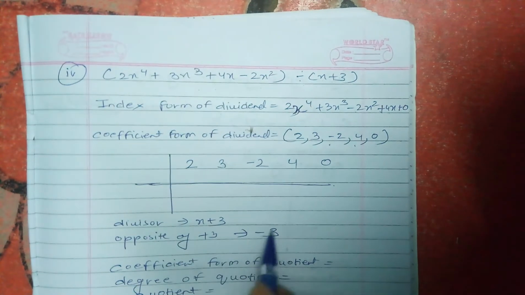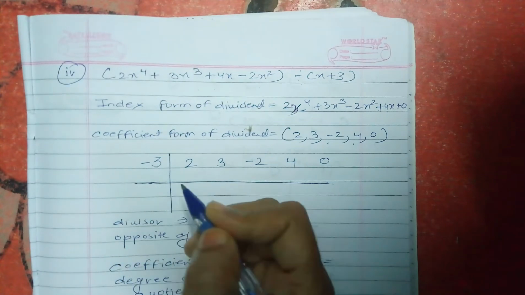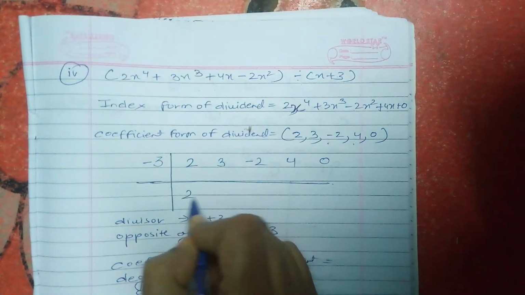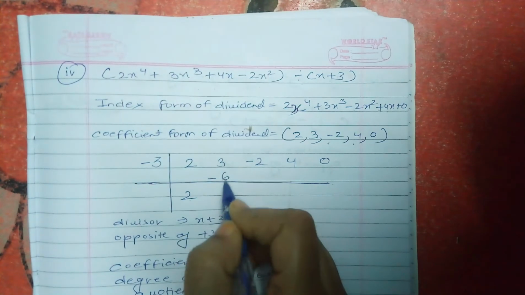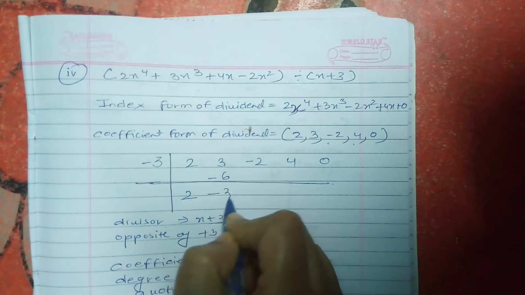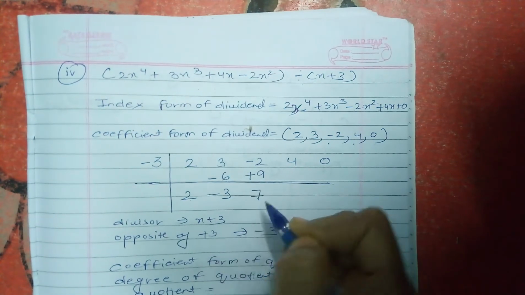Divisor is x plus 3. Opposite of plus 3 is minus 3. So here you write minus 3. Now bring this 2 down as it is. Now 2 into minus 3, minus 6. Plus 3 minus 6, minus 3. Minus 3 into minus 3, plus 9. So here we will get 7.